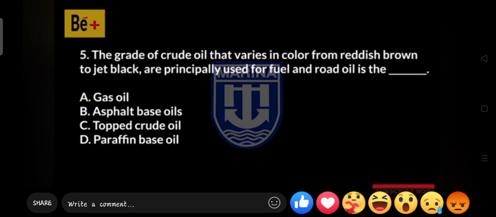The grade of crude oil that varies in color from reddish brown to jet black, principally used for fuel and road oil, is the A. Gas oil, B. Asphalt base oils, C. Top crude oil, D. Paraffin base oil. The answer is B. Asphalt base oils.